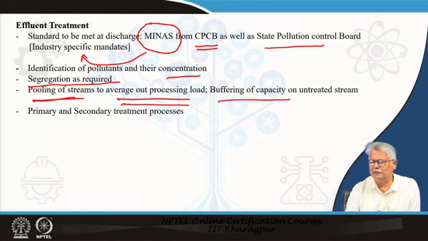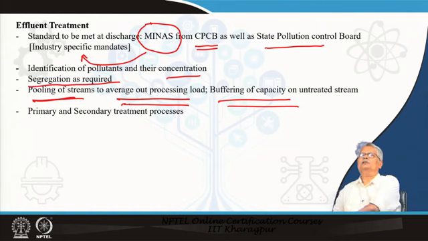Similarly, buffering of capacity for the untreated system is also there. At times, you will find that in your effluent system, the generation rate could be diurnal, and it could be different in different weather conditions also. If it rains, your effluent is much more. So, quite naturally, if you have a buffer capacity for storing your untreated stream, you can accumulate and reprocess that stream when your capacity utilization of the effluent treatment plant is lower.